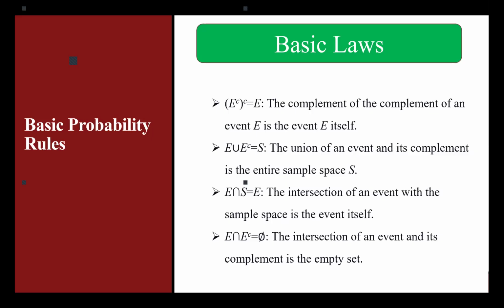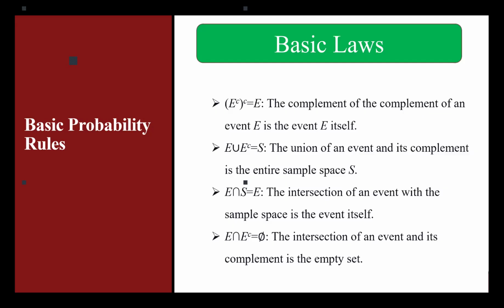Now, the first one, very straightforward. The complement of the complement of an event is going to be the event itself. So the complement of E complement, for example, is going to be E. It's just straightforward. This is the definition of a complement.